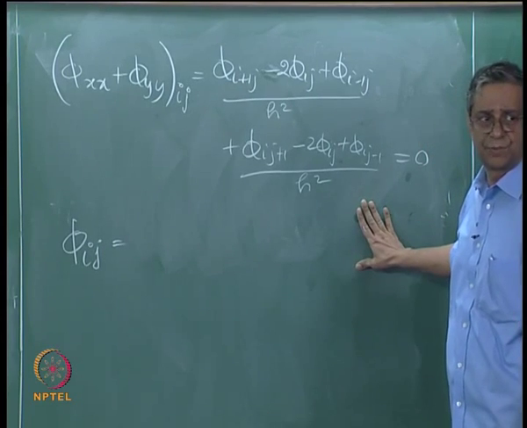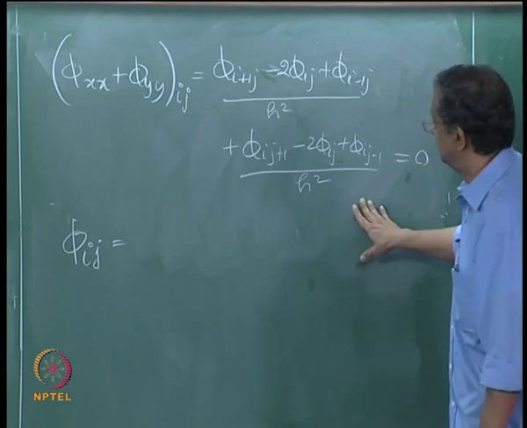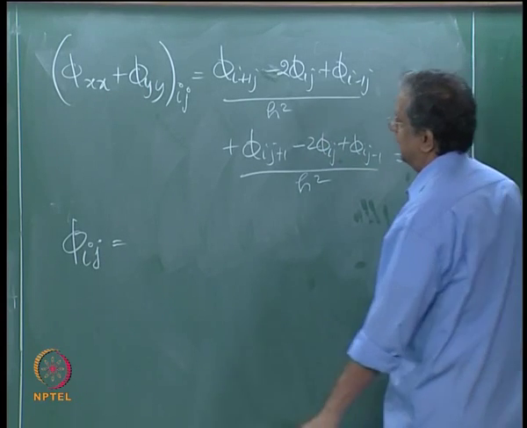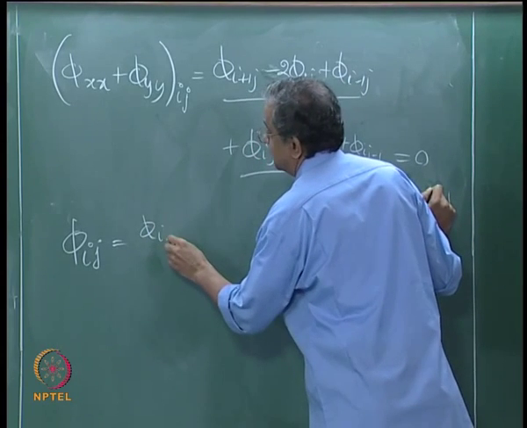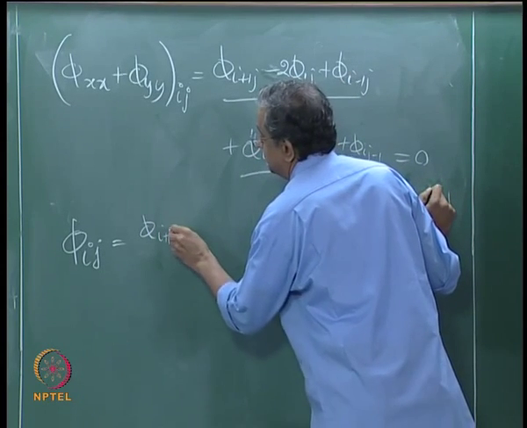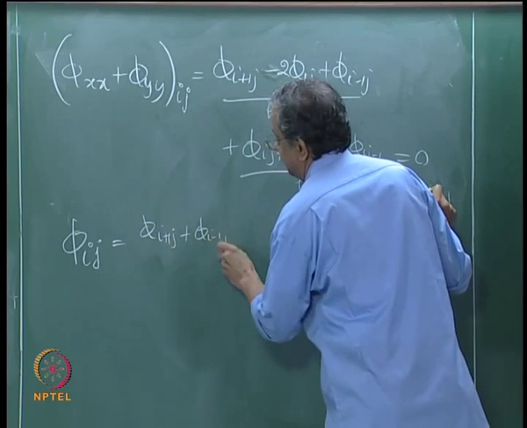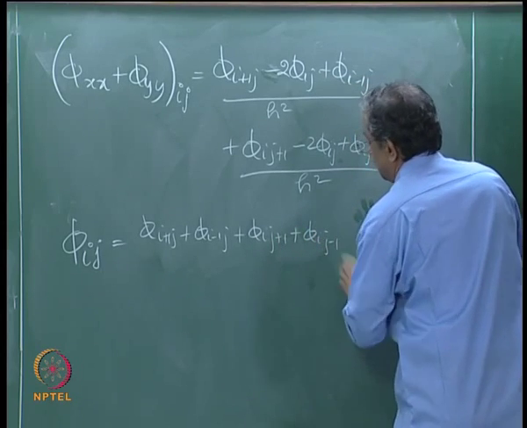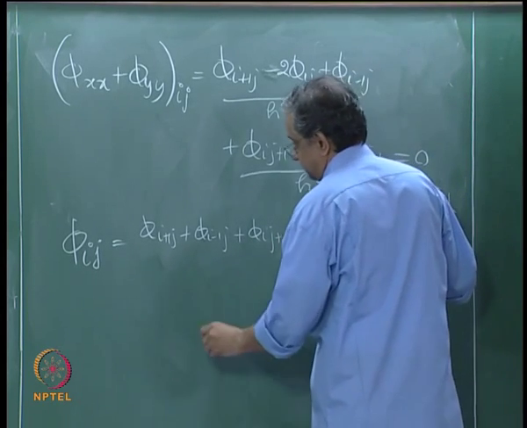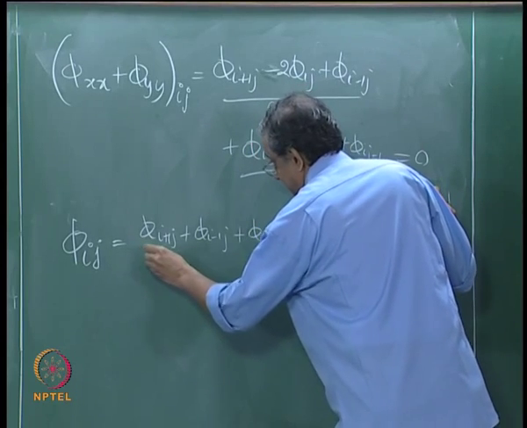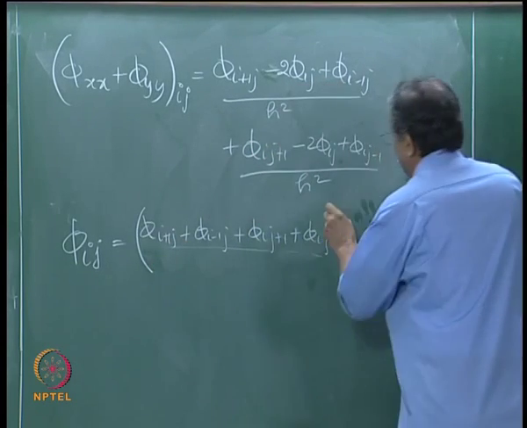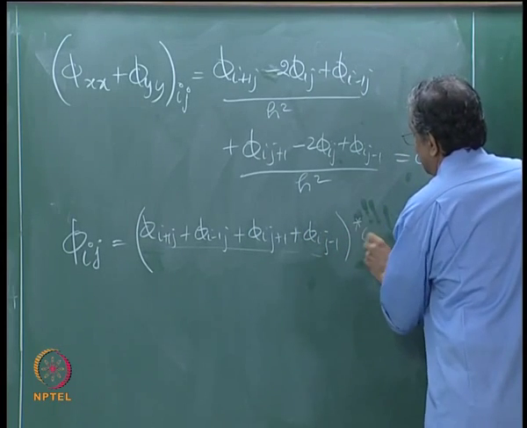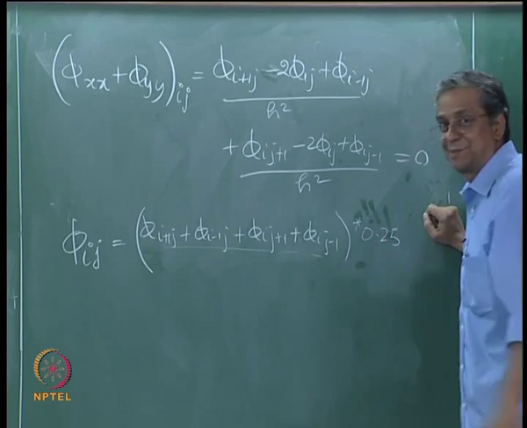After all, that's really what we want. We want the phi at ij. In fact, if you multiply through by h squared, the right hand side is 0, so the h squared will go away. This turns out to be phi i plus 1 j plus phi i minus 1 j plus phi i j plus 1 plus phi i j minus 1, divided by 4. You could write by 4, but just to encourage you to multiply instead of divide, I will write times 0.25. So now I change to a programming notation, multiplied by 0.25.